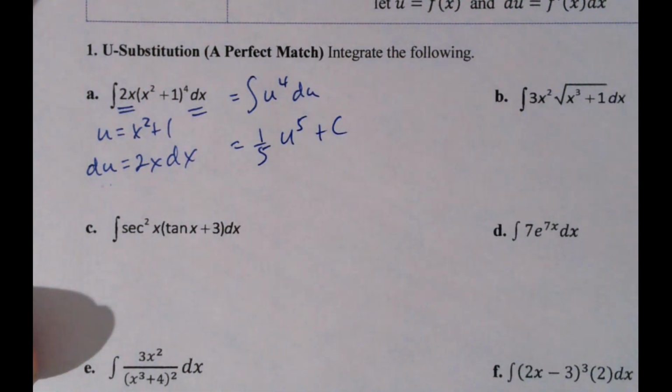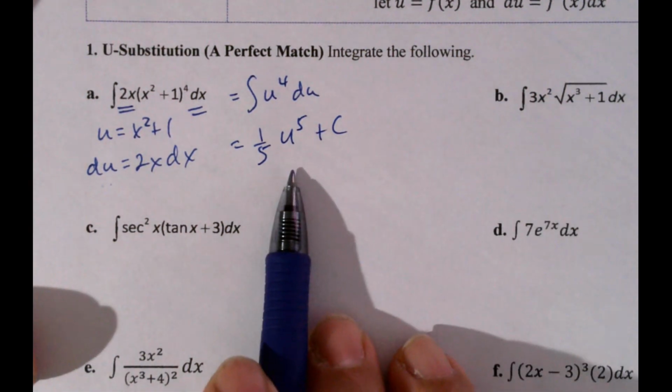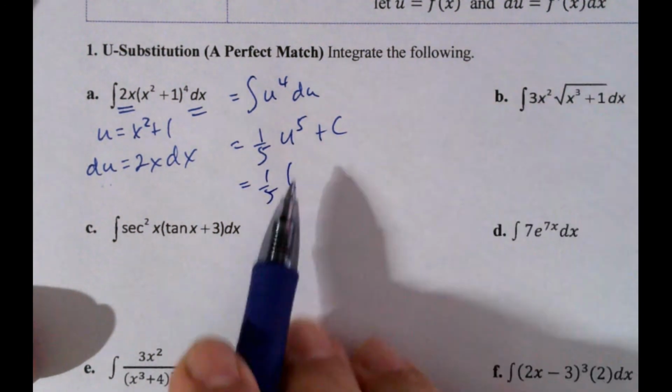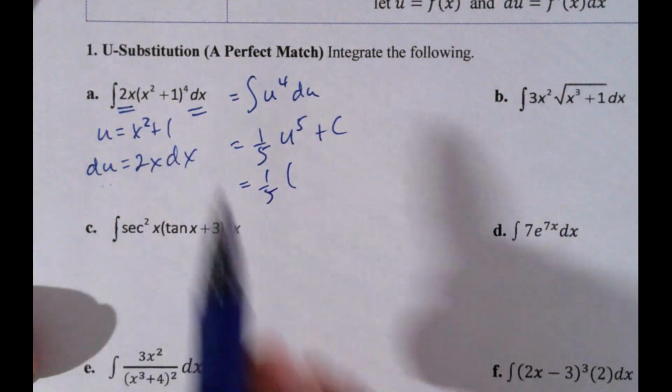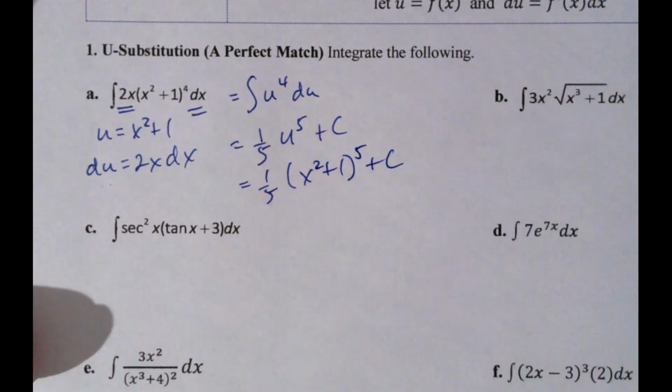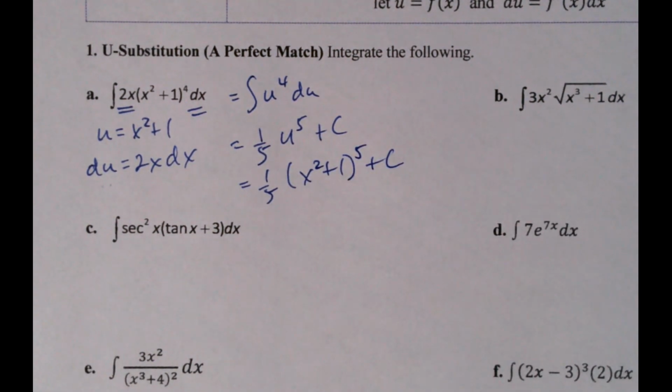Now, you're not allowed to leave it like that. So here we're going to rewrite it and replace the u with what we did the substitution for: (x squared plus 1) to the 5th plus c. And that's the answer to example A. Let's go on to example B.